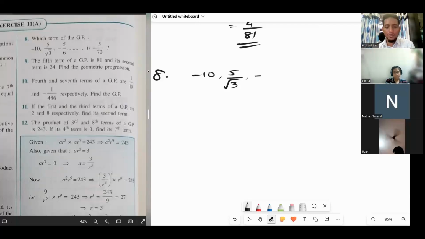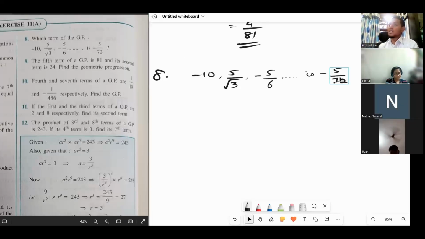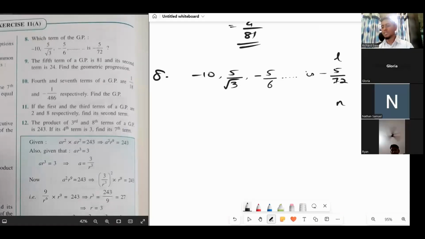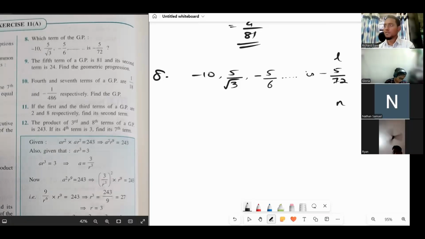It's the same logic that we've used for AP. Tell me what we have to do here. Yeah, so in this AP, I mean in this GP, minus 5 upon 72 is there. We have to find its position. So we take this minus 5 upon 72 as the last term. Okay, this is your L. And you have to find what is N. So N will be the number of terms, which would be the position of the last term. You understood, everyone? Consider this value as the last term and find N. That's all. You're not there for AP or what? Okay, same logic, no? We've done this so many times.